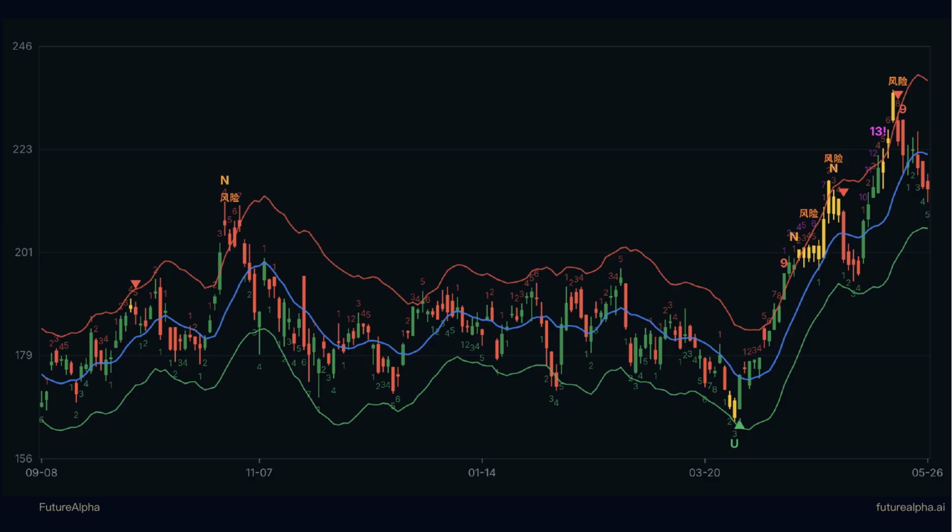The red, blue, and green lines form a price channel and define a mean reversion zone. Price near the upper band is more vulnerable to a pullback. Price near the lower band is more likely to bounce.